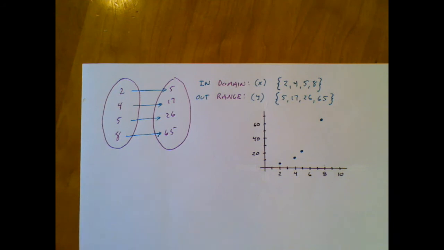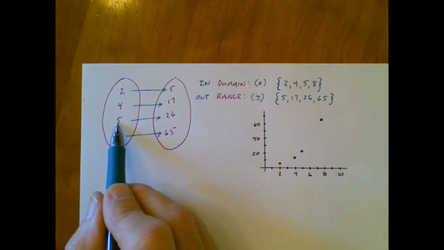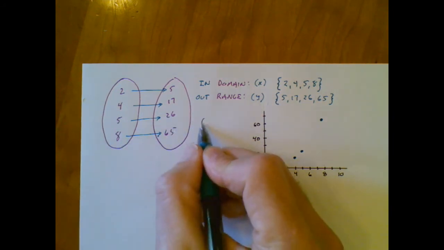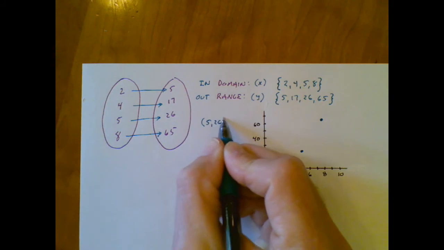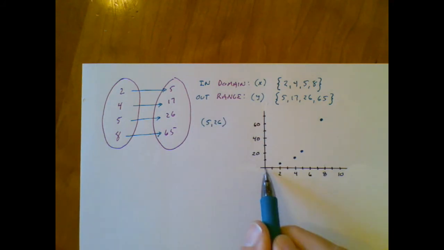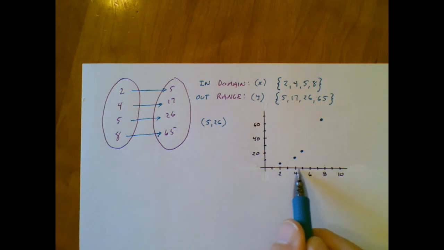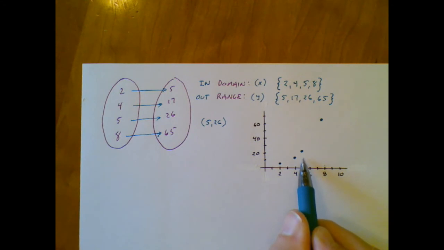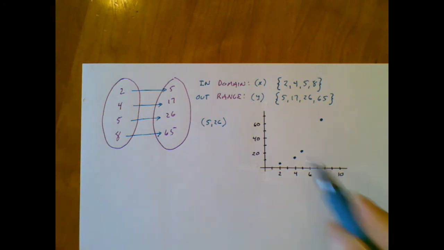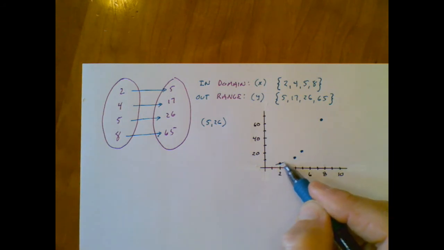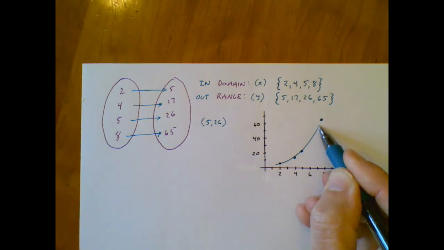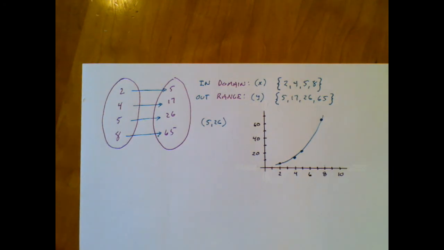So I went ahead and graphed these. Just one example. This 5 input, output 26. If I felt like it, I could think of that as an ordered pair 5, 26, which means I went over 5 on the x-axis, up 26 on the y-axis. And this relation, if I take a look at this, you see that that pattern is not linear. And there's no rule that says a relation has to have a linear pattern.